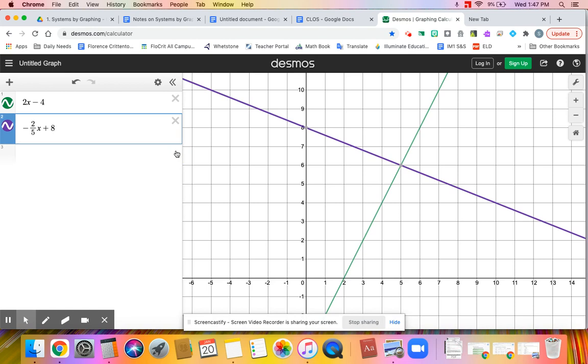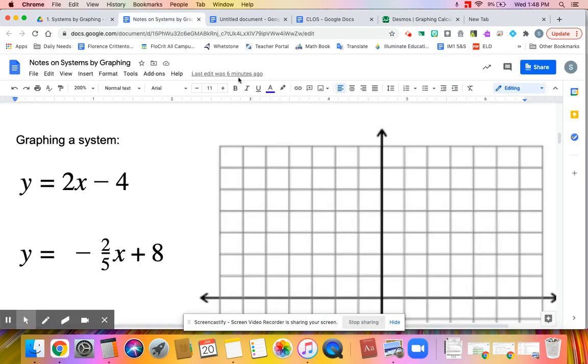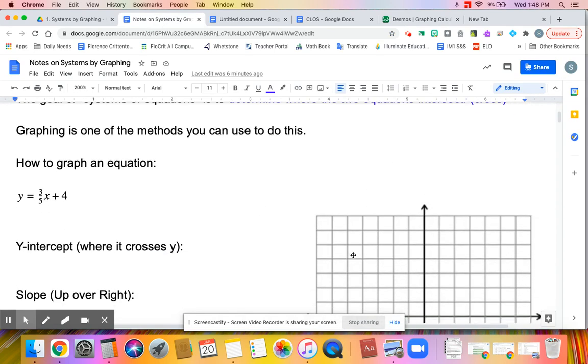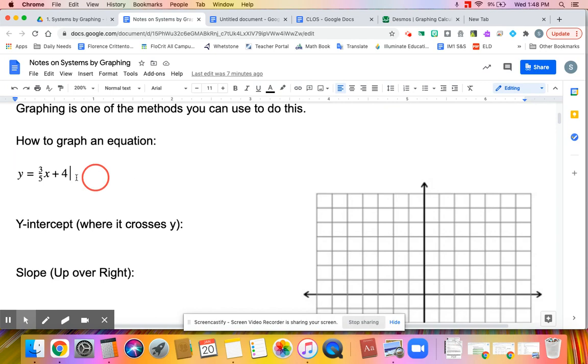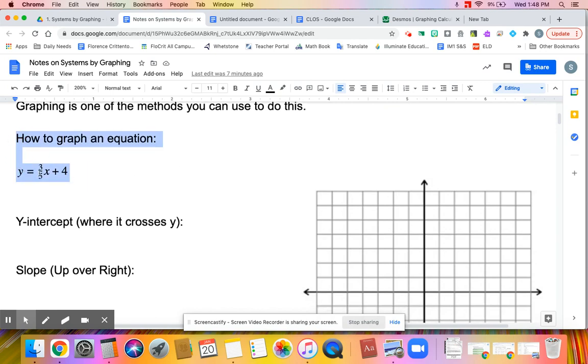As you do more math, you're going to have to do more systems with more types of equations. But right now, at this level, you're just doing systems of two linear lines, where you have two linears that make straight lines, and they cross somewhere. And you have to find out where they cross. So to do that, you have to know how to graph an equation. So let's talk about how to graph a linear equation, something like 3/5 x plus 4.